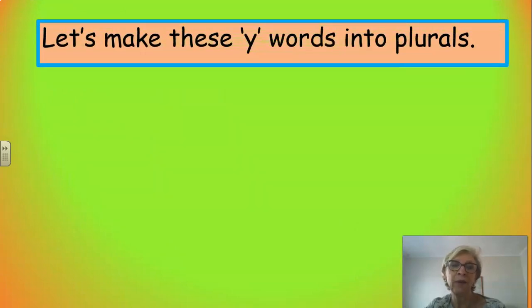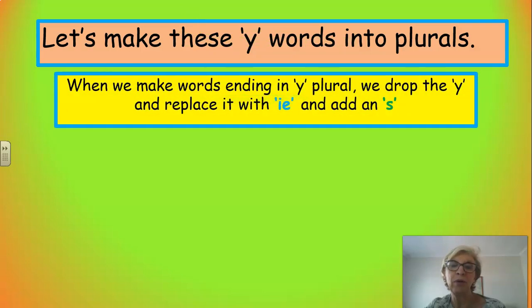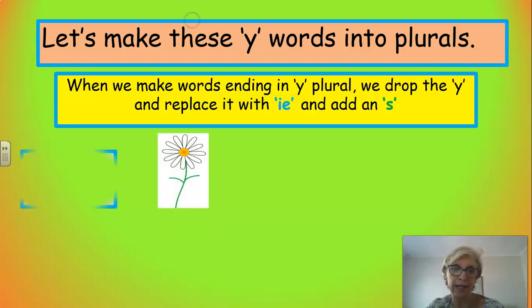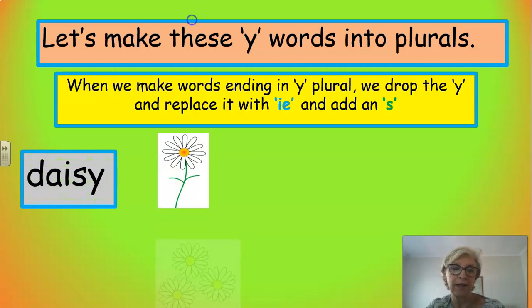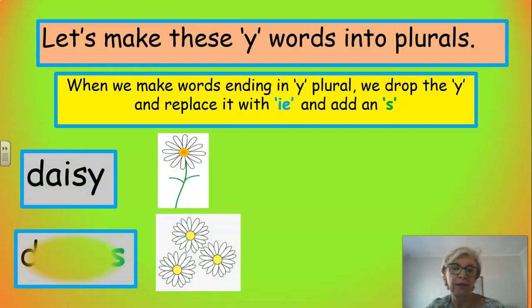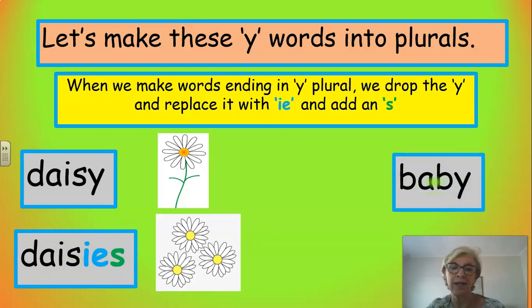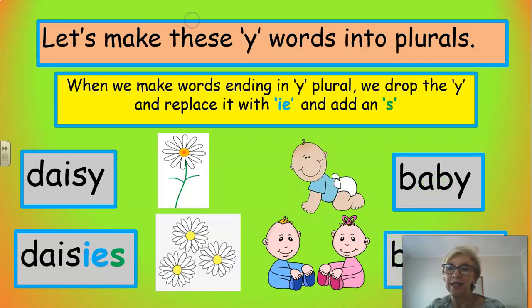Okay, let's see if we can apply these rules now. When we make words ending in Y plural, we drop the Y, replace it with IE, and add an S. Like daisy, ends in a Y. The Y disappears, IE comes in, and adds an S. Baby, babies.